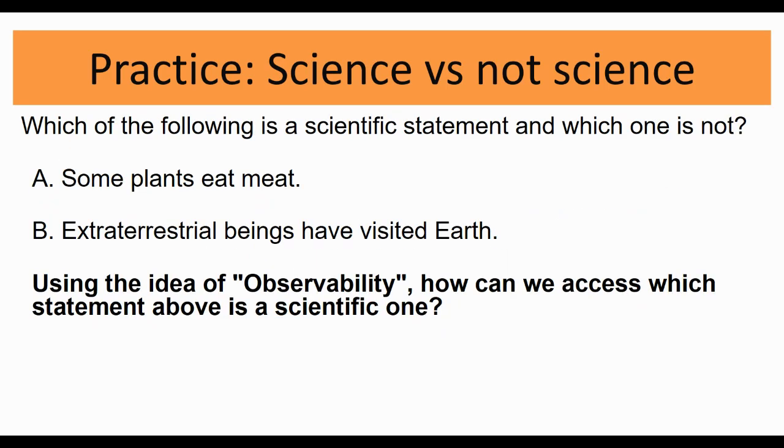Which of the following is a scientific statement and which one is not? Some plants eat meat, or extraterrestrial beings have visited Earth. Using the idea of observability, how can we determine which of the above statements is a scientific one? Obviously, this is going to be some plants eat meat. We can see plants like pitcher plants and Venus flytraps eating bugs. And no one has ever seen aliens.